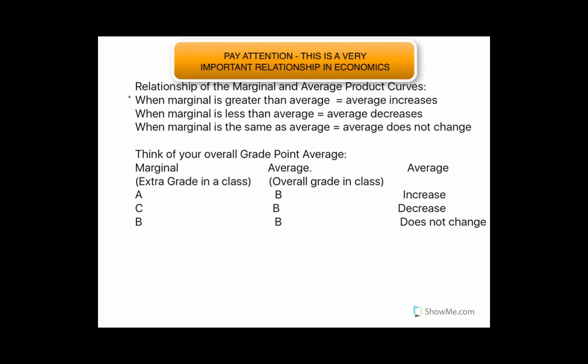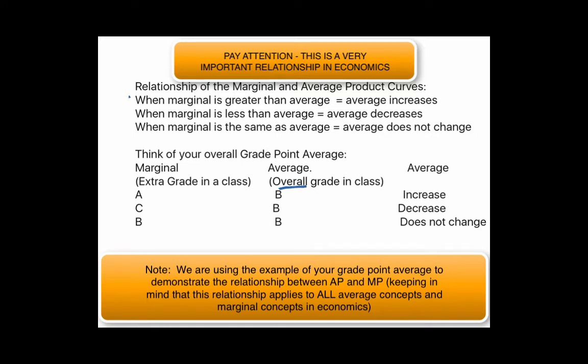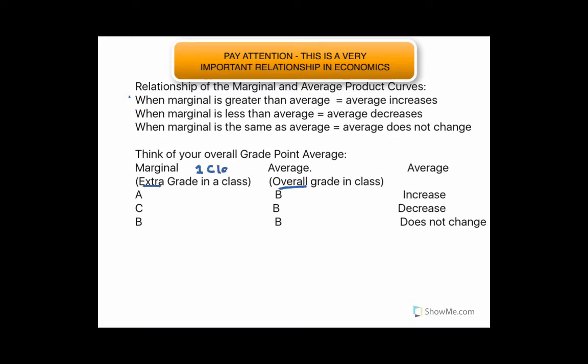To understand this first point, we are going to look at an example. For this example, think about your overall grade point average. Think of that you have your overall grade in the class, so your overall GPA, which is your average product, and then think you take one course, and that extra grade in the class represents your marginal. So this extra is just one class. So if your overall GPA is a B, and your marginal grade is an A, which is larger than your B, your grade point average is going to increase.